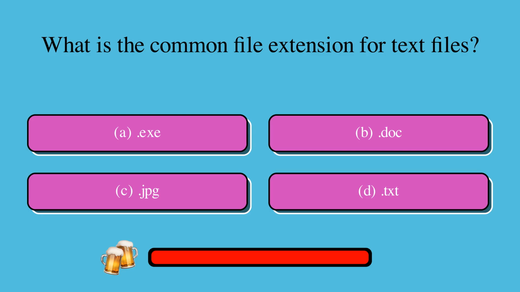What is the common file extension for text files? Is it A, .txt, B, .doc, C, .jpg? The correct answer is .txt.